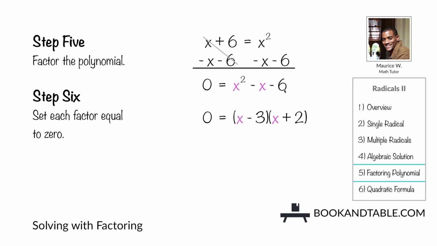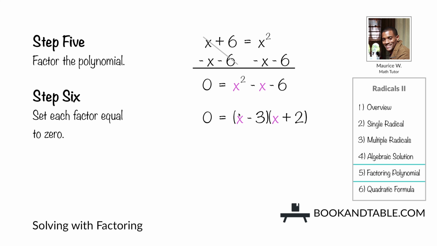The factors of negative 6 that would give you negative 1 are negative 3 and positive 2. Negative 3 times positive 2 is negative 6, and negative 3 plus 2 is negative 1. So 0 is equal to x squared minus x minus 6, which is equal to x minus 3 times x plus 2. So we have factored the polynomial successfully.